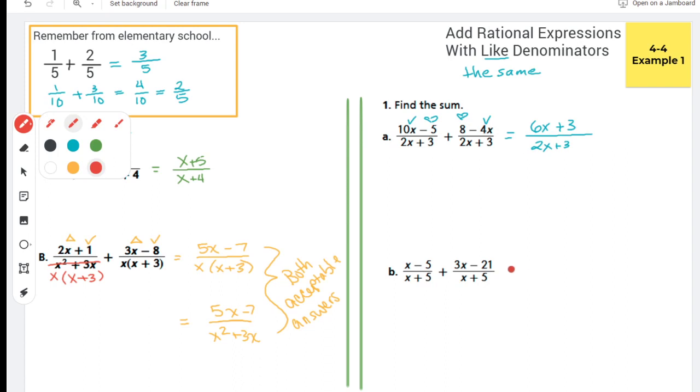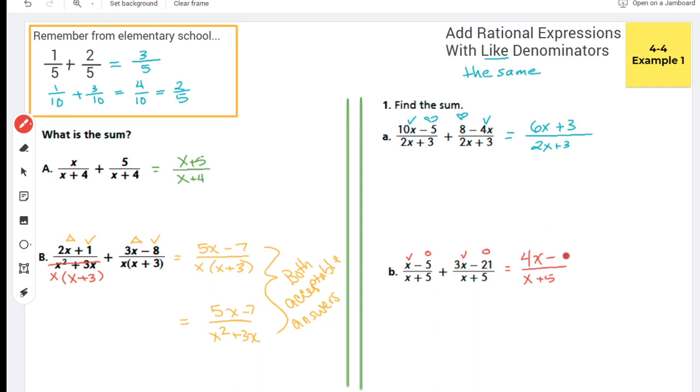All right, and with this last one, again, the denominator is the same. So I'm going to keep that denominator of x plus 5. And in my numerator, I have an x and a 3x. Together, those make 4x. And then a negative 5 plus a negative 21, which makes a negative 26.